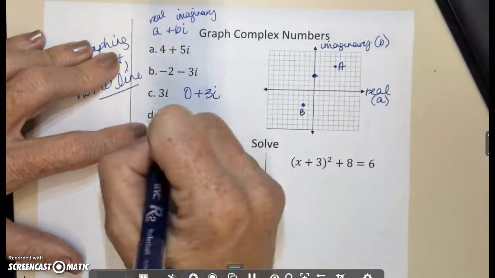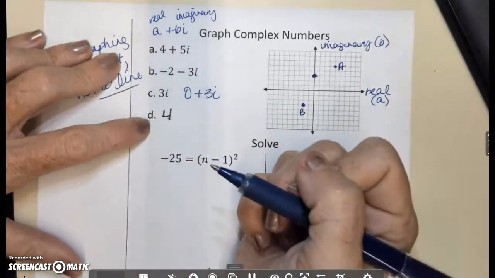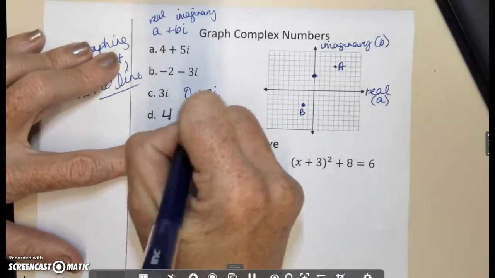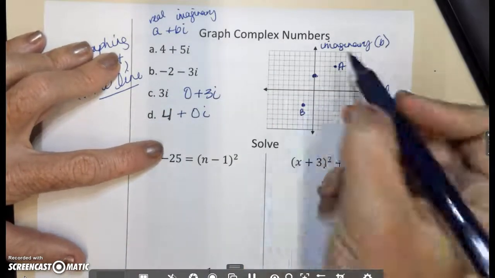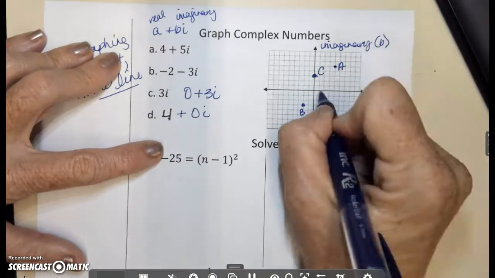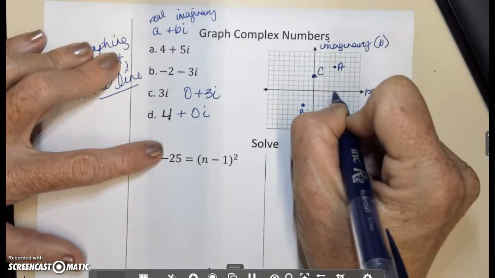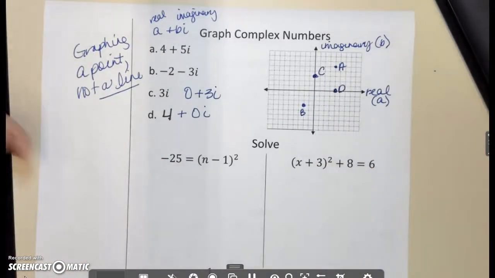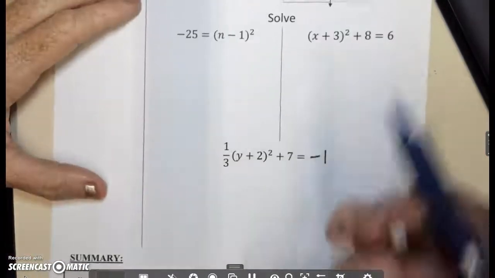Same can be said here. I don't have a letter D, you should have had the number 4, and there is no imaginary, so that would be 4 plus 0i. So I'm going to go over, certainly label this one, go over 4 to the right, 1, 2, 3, 4, and then I'm not doing anything in the vertical direction, so that's going to be D. Alright, so let's solve some of these, and you're done.